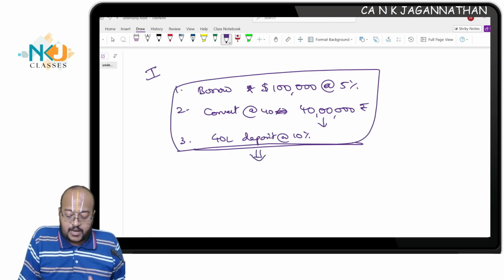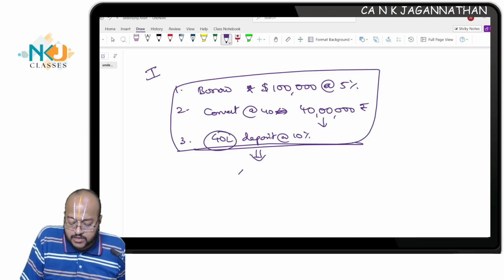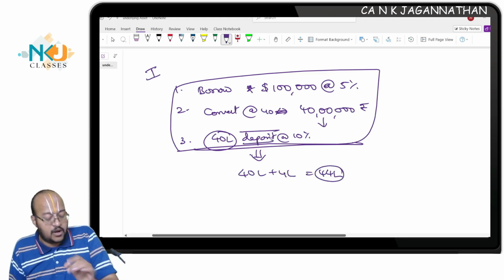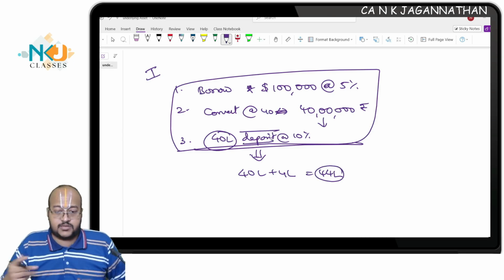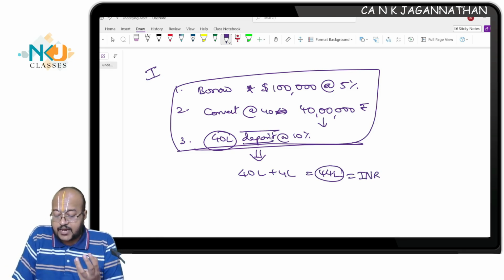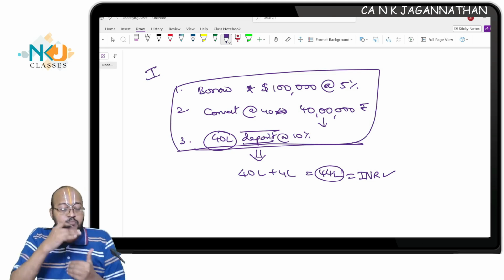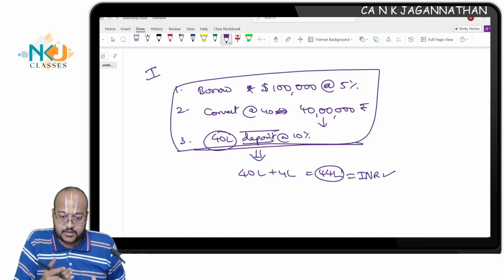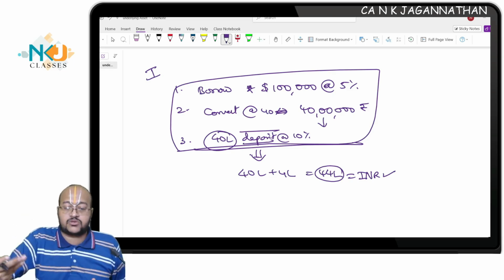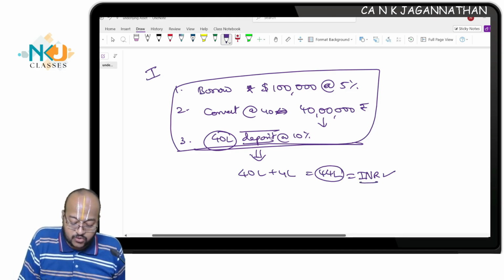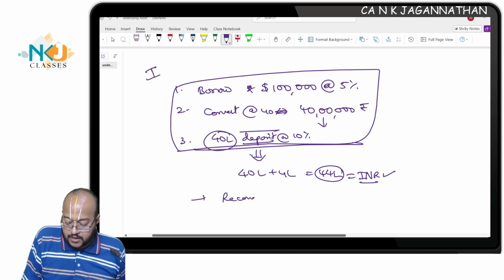Later, after 1 year, what happens? This 40 lakh deposit will mature. How much will it become? 40 lakhs plus 4 lakh interest, so a total of 44 lakhs will be the maturity value of the deposit. Are you all comfortable? Next, what will I do? I need to reconvert. This I got as INR, but initially I borrowed in US dollars. So I will convert, repay the interest, and then book the profit. See, where you borrowed in US dollars, the profit also should be booked in US dollars. So I reconvert this INR back to USD. So 44 lakhs is there.